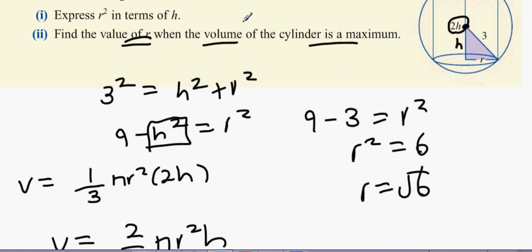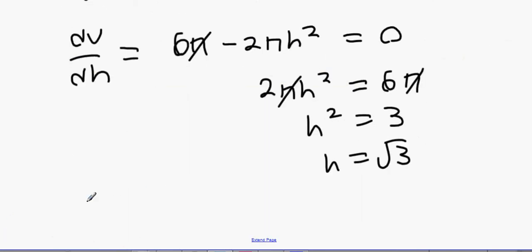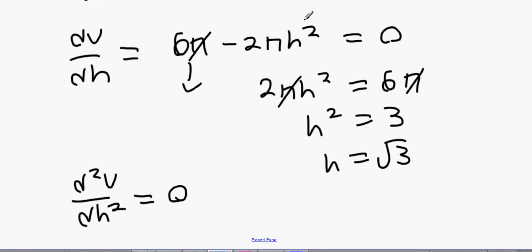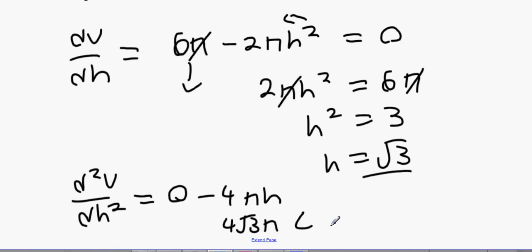Find the value of r when the volume of the cylinder is a maximum. Just let's make sure it's a maximum. We'll differentiate the second time. So when we get d2V/dh squared, bring the 2 to the front, we get minus 12 pi h. h is a positive number, so it's going to be minus 12 root 3 pi. This is a smaller number than 0. Therefore, it's a maximum as predicted in the question.